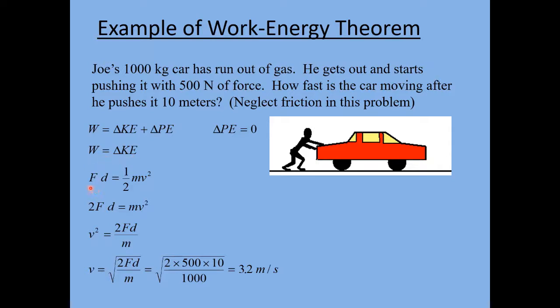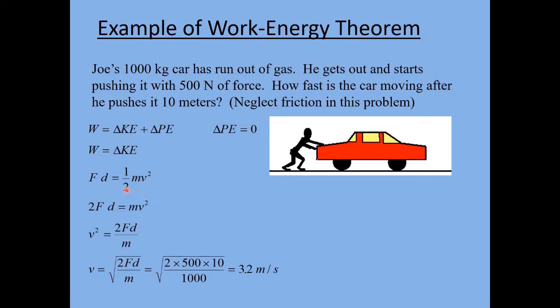Well, again, work is force times distance, and the change in kinetic energy of the car is 1/2 mv squared. Remember, this is the formula to calculate the kinetic energy of the car. The car is starting at rest, so it has no kinetic energy. After he pushes it, it's going to have some speed, v for velocity, and this gives us the final kinetic energy of the car, which is equal to the change in kinetic energy of the car because it started with 0 joules. So in this formula here, all we have to do is solve for velocity because we're asked how fast is the car going after he pushes it 10 meters.